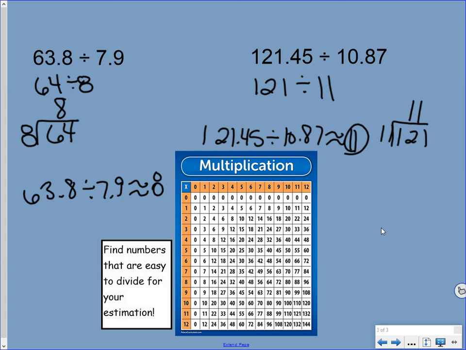All right. So for your homework, this is what I want you to do. Find numbers that are easy to divide. They need to be kind of close to the number that you're using. You don't want to be too far off. But see if you can find some numbers that are compatible and easy to divide to help you with estimating with dividing decimals. Let me know if you need me.